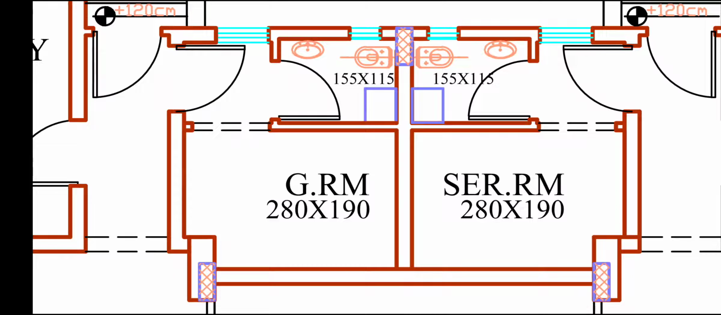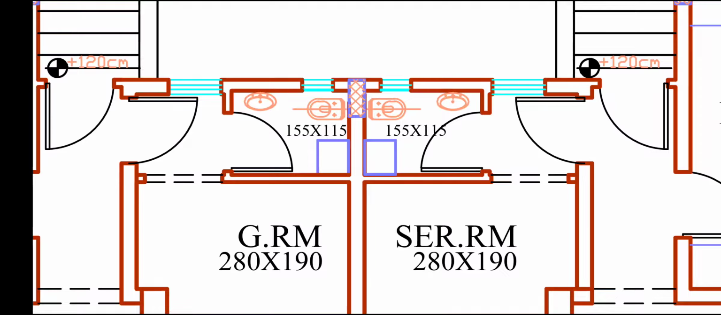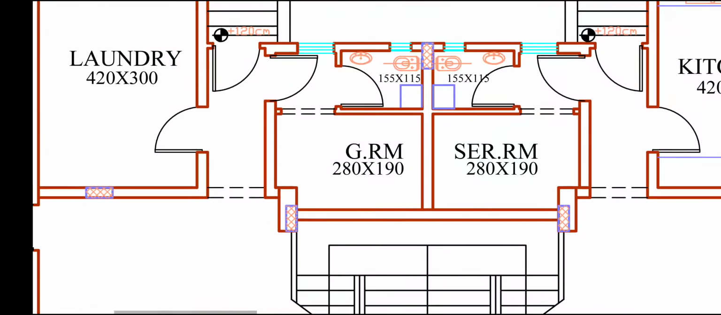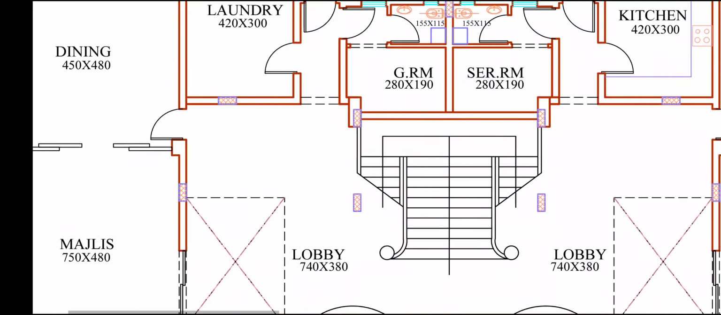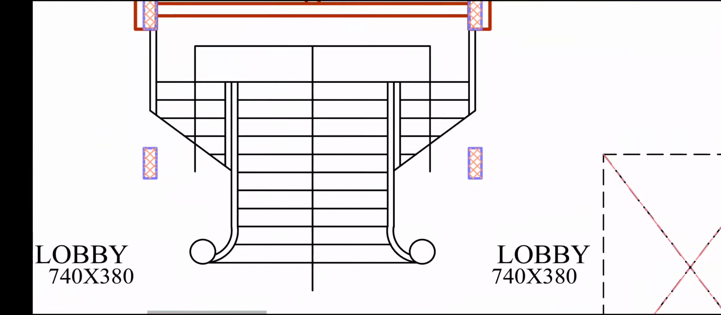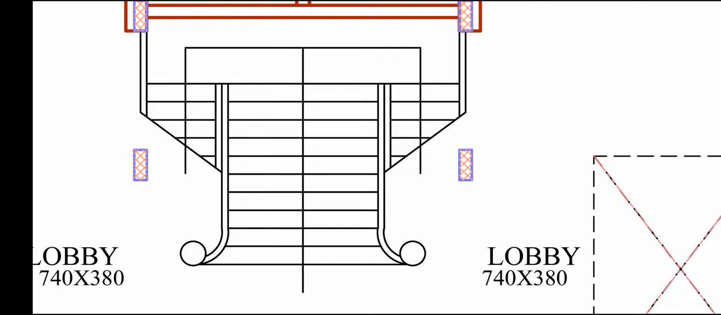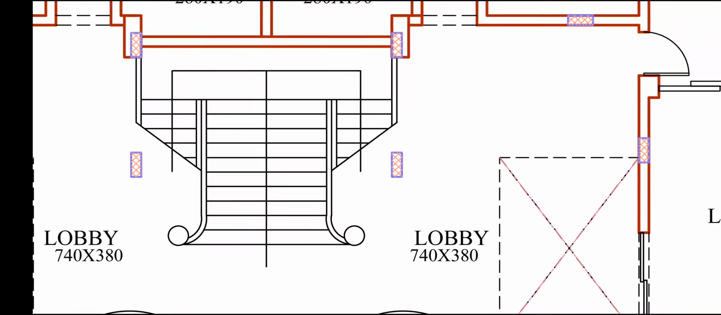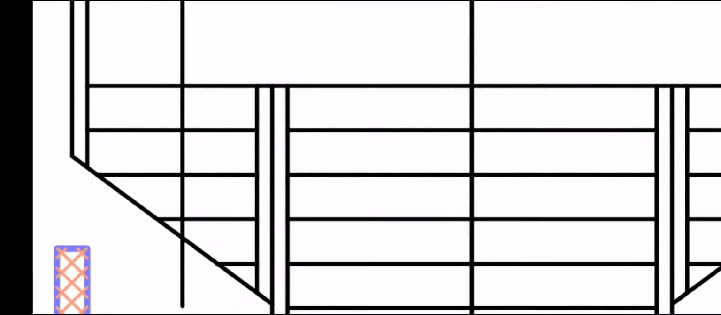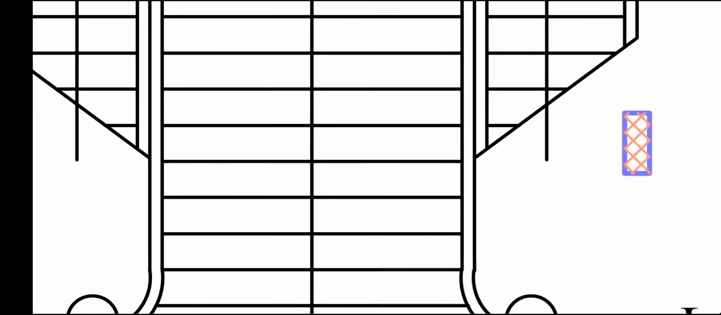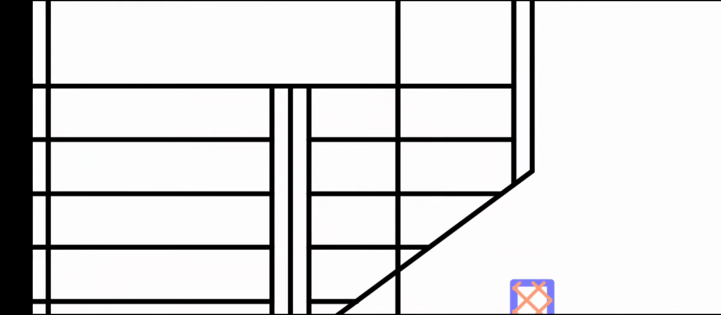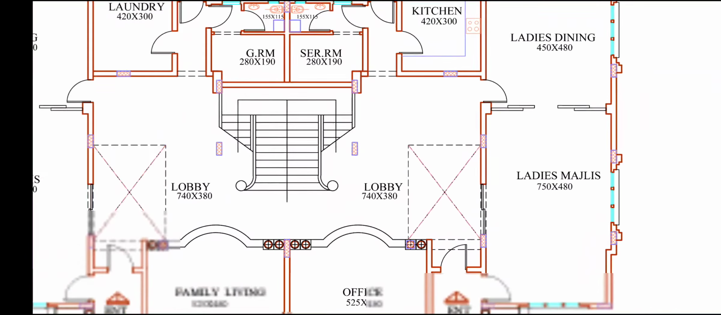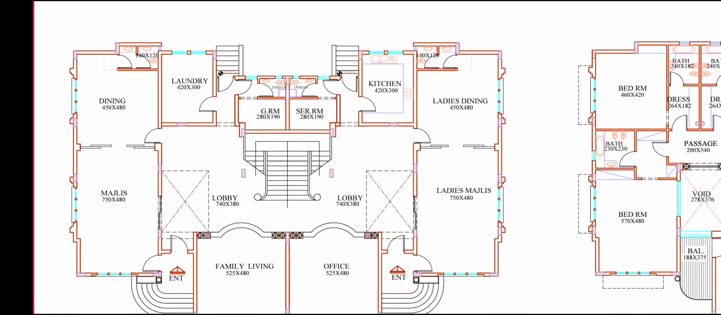general room and this toilet and bathroom. This dining, this laundry. This is a wonderful stair design. This big stair goes on both sides, this side and this side and this side. From the ground floor it is going this side. This side goes from the ground floor, and the first floor reaches here, and the second floor reaches here. So this is the final ground floor plan.